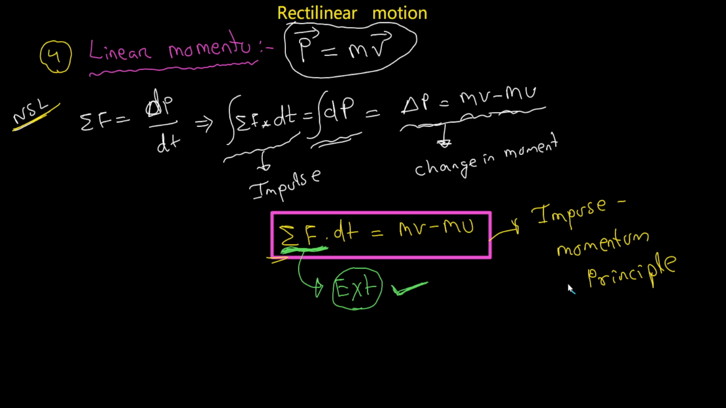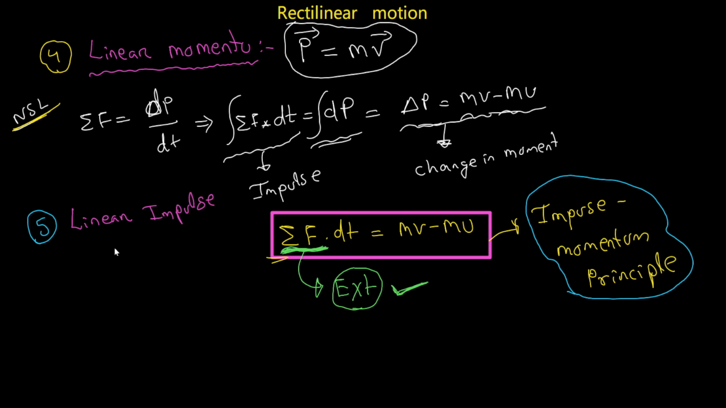The impulse momentum principle simply says the linear impulse is equal to the change in momentum. So we are writing another term, that is linear impulse. The value of linear impulse is F dt, the force into time. So net external force into time is equal to linear impulse. It is also a vector quantity, so you have to apply it in a particular direction.